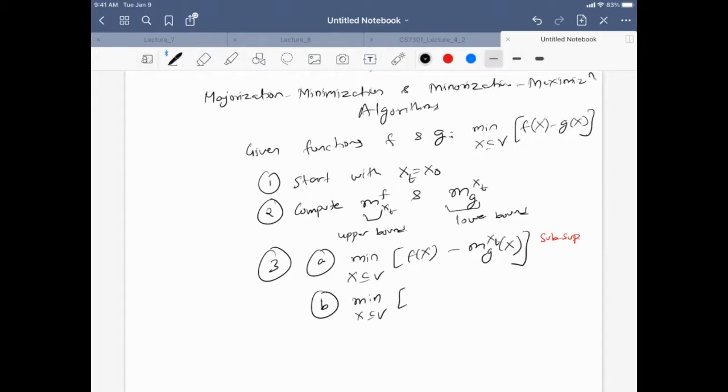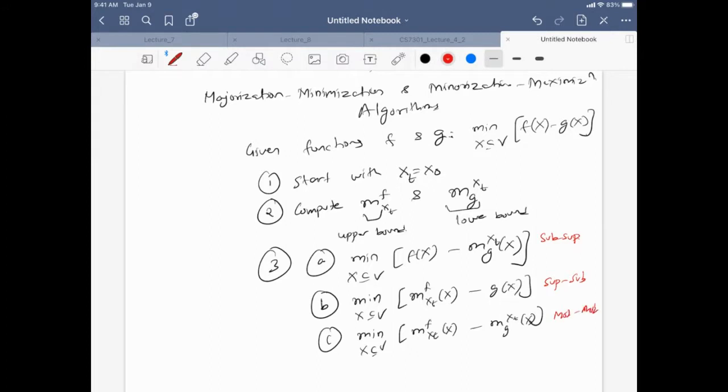where you take the upper bounds of f, minus g of x, and we call this supermodular submodular. And finally, you can take modular versions of both, so you take mf of xt of x minus mg of xt of x. Anyway, there are three variations of this. Both of these use the upper bounds and lower bounds.